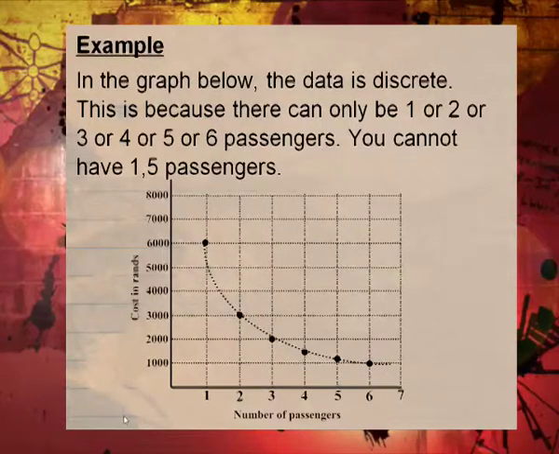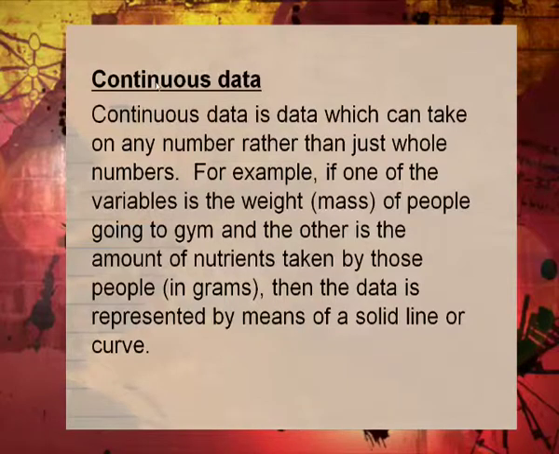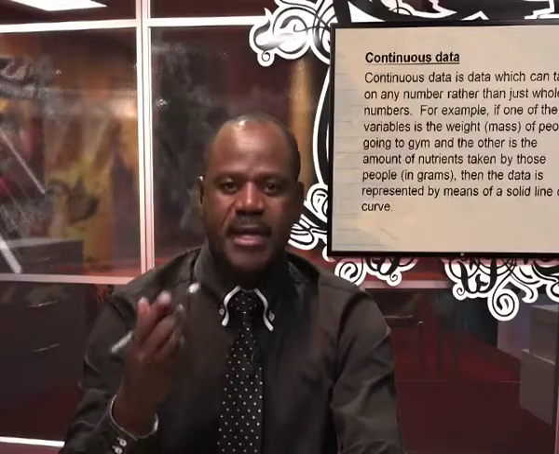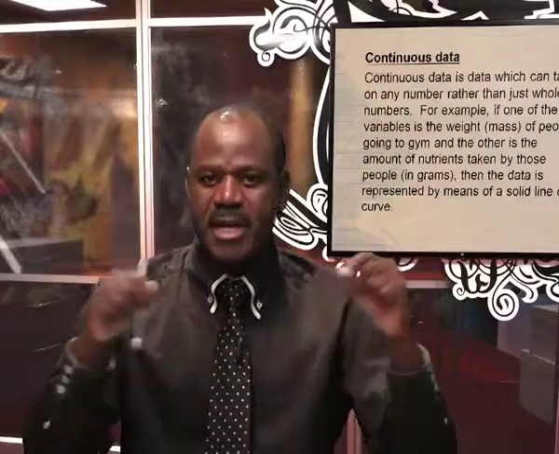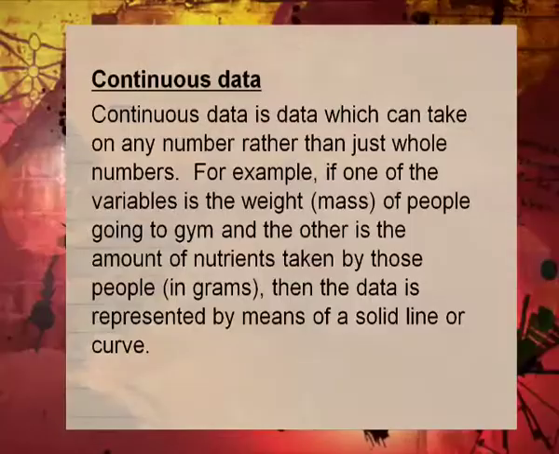Now we move to continuous data. Continuous data, we say, is data which can take on any number rather than just whole numbers. For example, if one of the variables is the weight mass of people going to gym and the other is the amount of nutrients taken by those people in grams, then the data is represented by means of a solid line or a curve. Guys, continuous data, like weight, mass, those ones you can measure, we call those continuous data, guys.